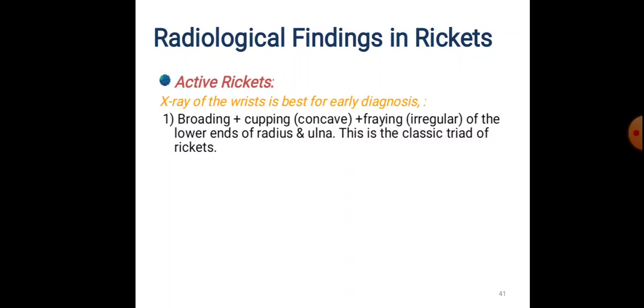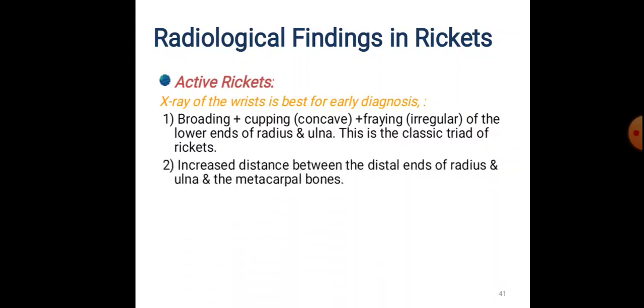So, what are the X-ray findings in rickets? These are not so important for you, but just for completeness I am discussing it. X-ray findings include beading, cupping and fraying of the lower ends of the radius and ulna. This is the classical triad of rickets. The X-ray findings are mainly seen at the wrist joint. There will be broadening and also cupping and fraying of the lower ends of the radius and ulna. This is the classical triad of rickets.